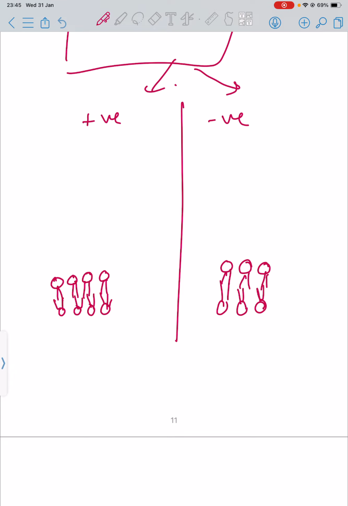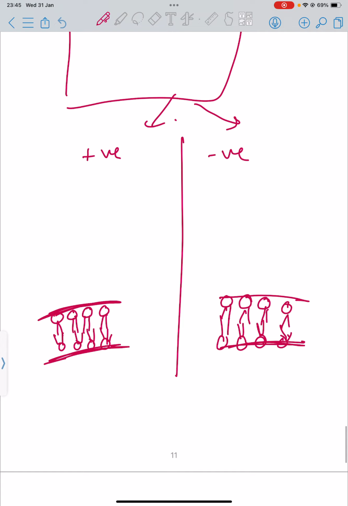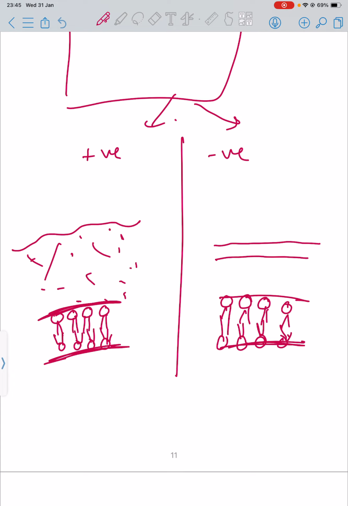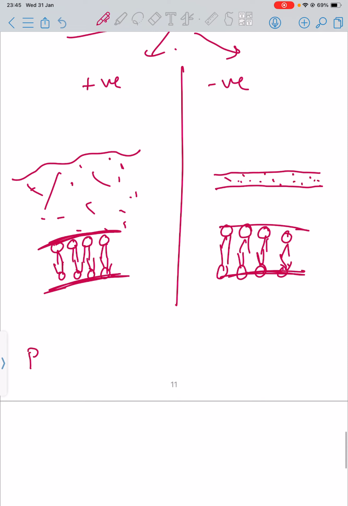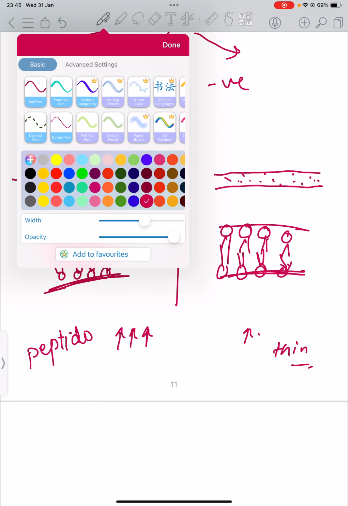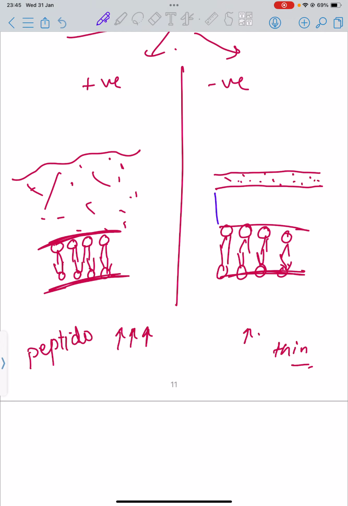So if this is the cell membrane, this is the peptidoglycan layer in case of gram positive, and in case of gram negative, this is the peptidoglycan layer. So you can see the difference. Peptidoglycan layer is very thick in gram positive and very thin in case of gram negative. Now I've made one space here. If you've noticed the space here, what is it for?